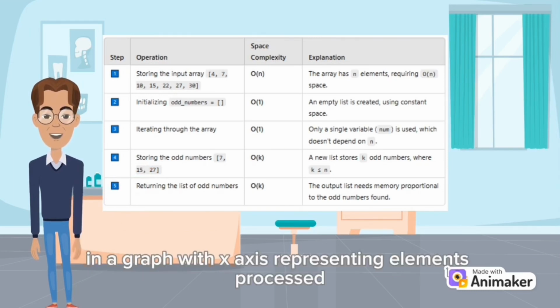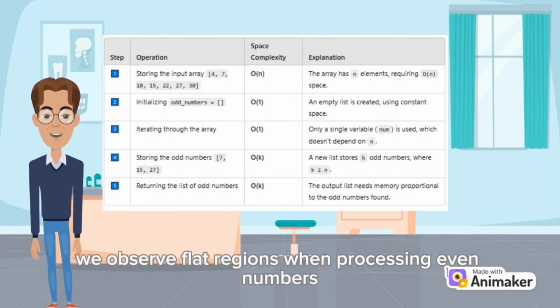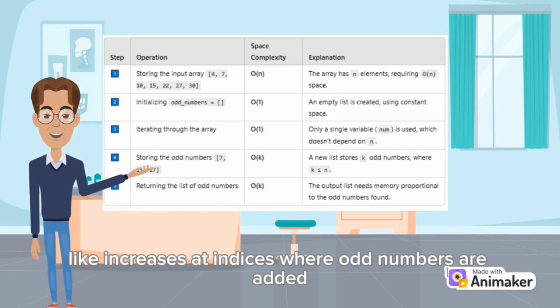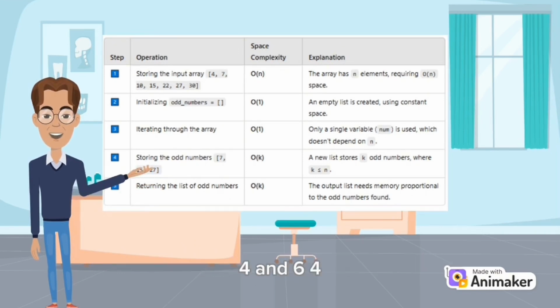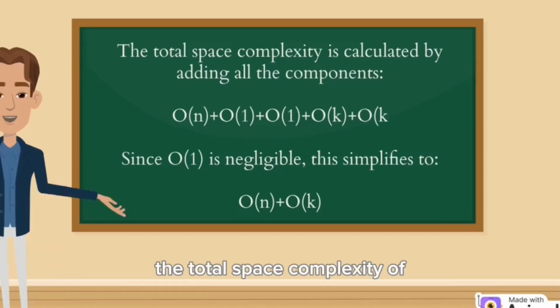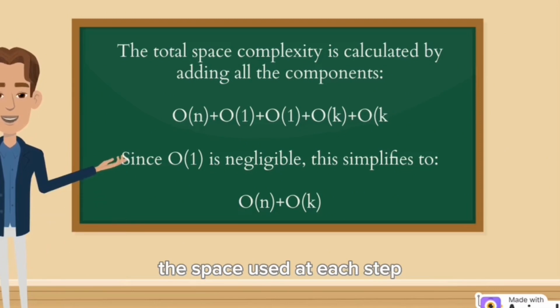In a graph with the x-axis representing elements processed and the y-axis representing space used, we observe flat regions when processing even numbers, and step-like increases at indices where odd numbers are added, for example, at positions 2, 4, and 6 for 7, 15, 27. The total space complexity of our algorithm is determined by adding the space used at each step.